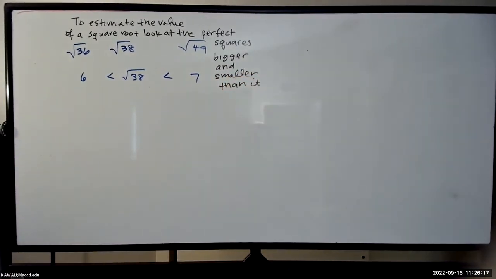Okay. So we got a little bit of information over here. I know that if you ask me about the square root of 38, it's in between 6 and 7. Let me give everyone a chance to copy.